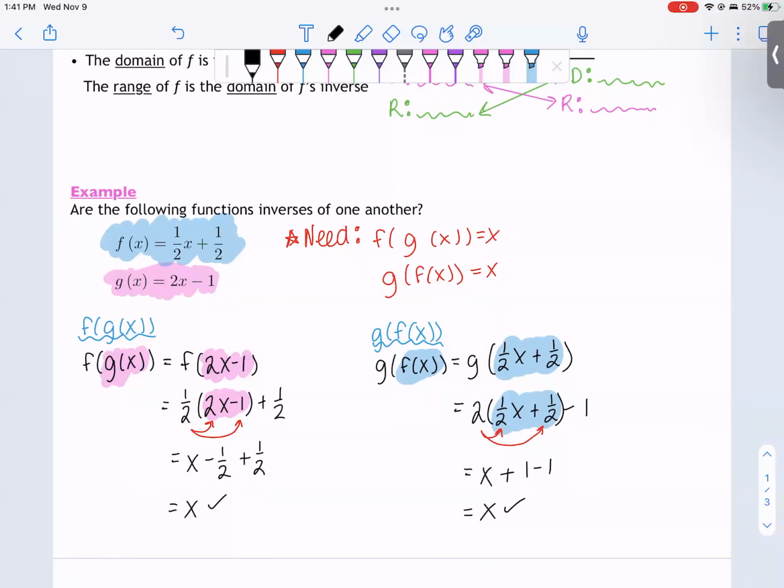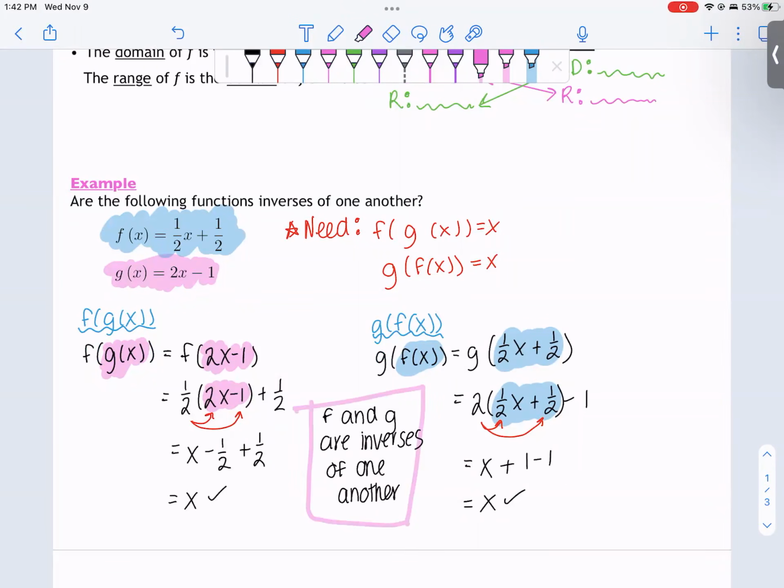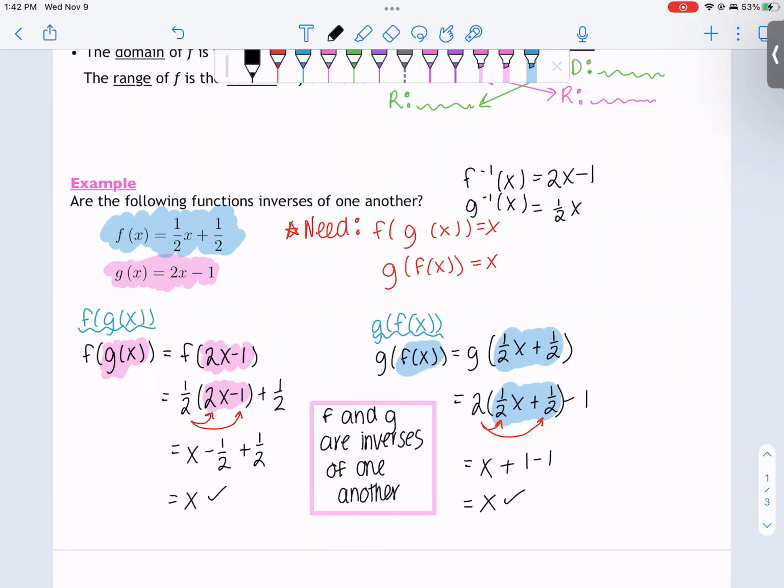So in both directions, when I do the composition, I get x. So f and g are inverses of one another. So what does that mean? Well, it means that f inverse of x is 2x minus 1, right? That's what g is. So f inverse is 2x minus 1, and it means that g inverse of x is 1/2 x plus 1/2. So this inverse relation is a relationship that they share with one another.